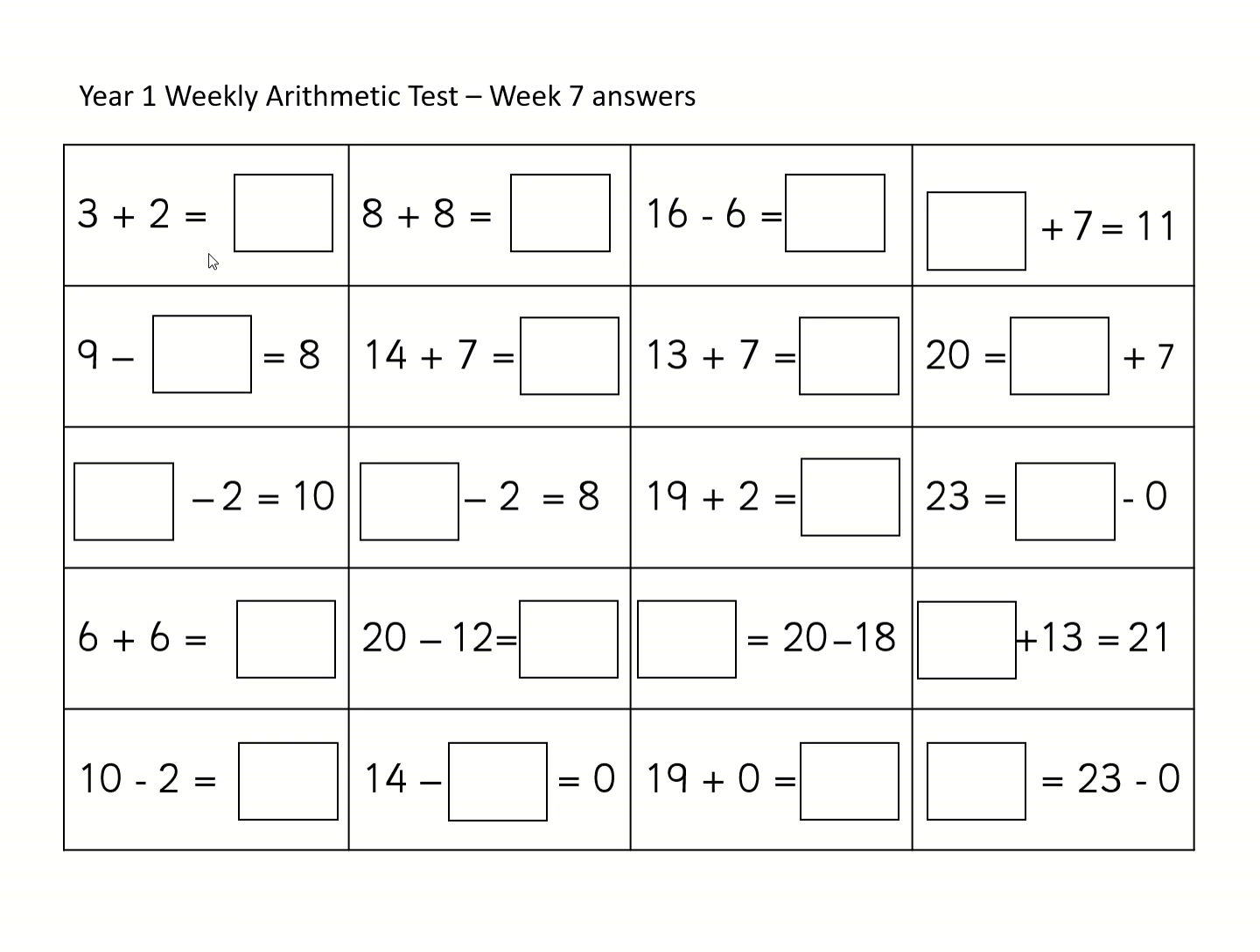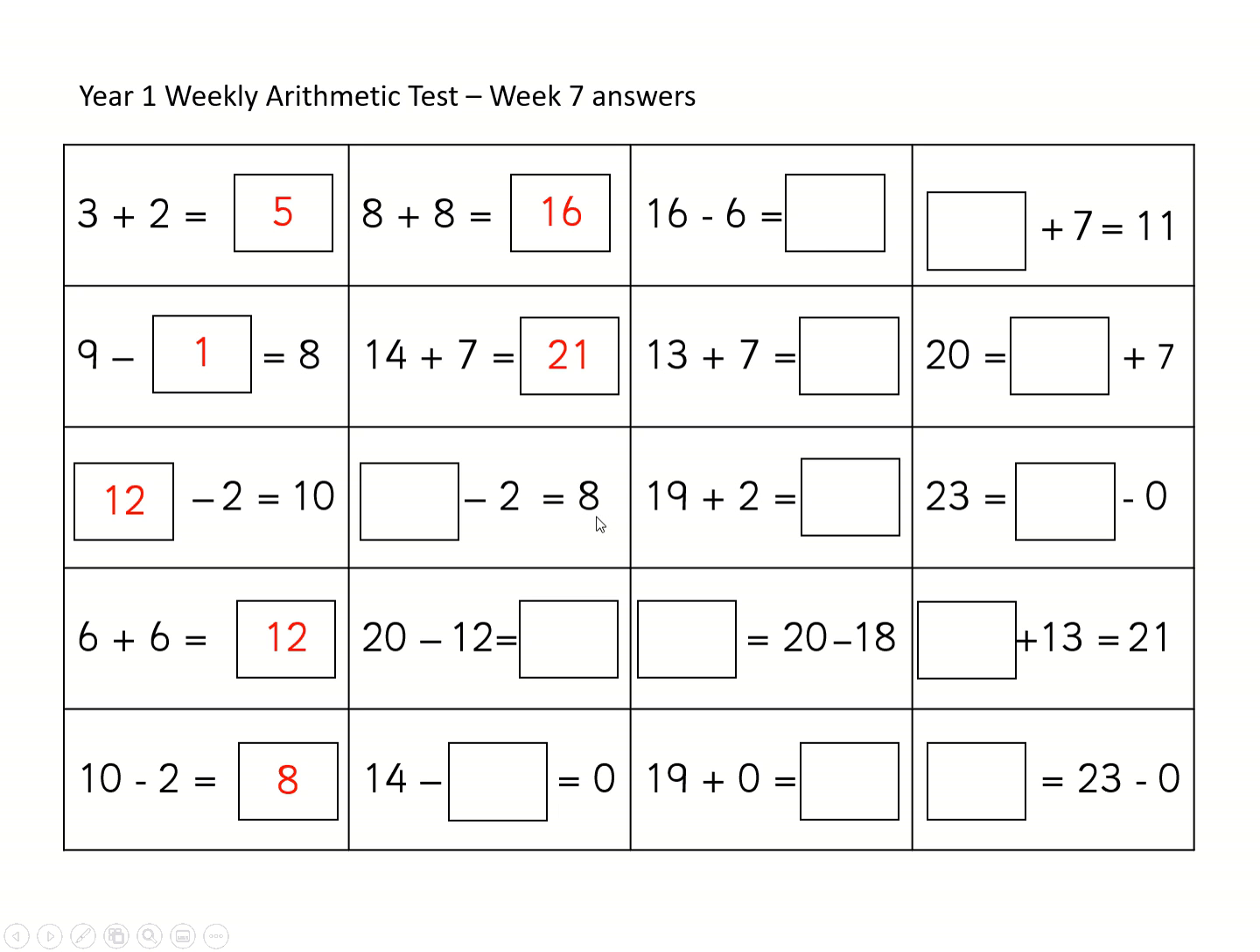3 plus 2 is 5. 9 minus something makes 8. That's 1. 9 minus 1. Something minus 2 makes 10. That's 12. 6 plus 6 is also 12. 10 minus 2 is 8. 8 plus 8, so we're doubling again, is 16. 14 plus 7, that's 1 more than 20, so it's 21.